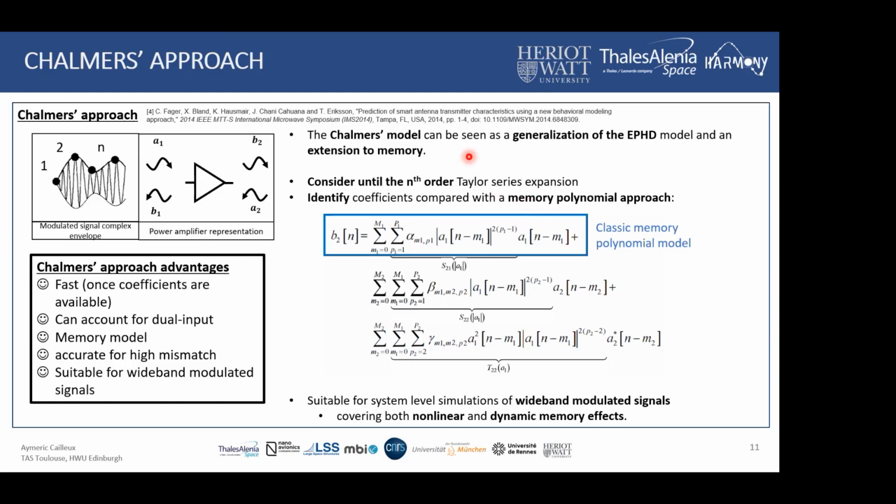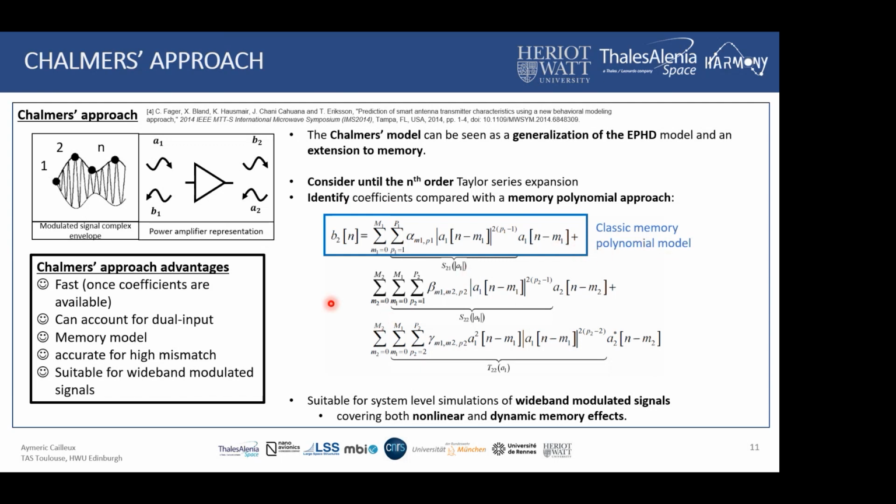So the Chalmers model is basically a generalization of the ePhD model with an extension to memory. So instead of considering only the third order, we will consider until the nth order. And they managed to find a specific formula that will take into consideration all the parameters for all the orders. And then by doing identification with memory polynomial approach, they managed to replace the coefficients. So S21 is now dependent on the parameter of polynomial coefficient, and that's the same for the A2 and conjugate A2 parameters. And actually, you can see that the first line is a classic memory polynomial model.